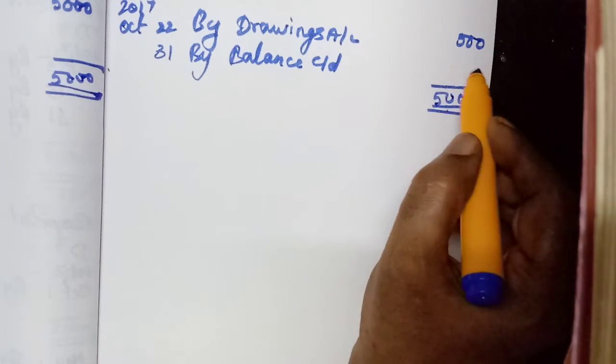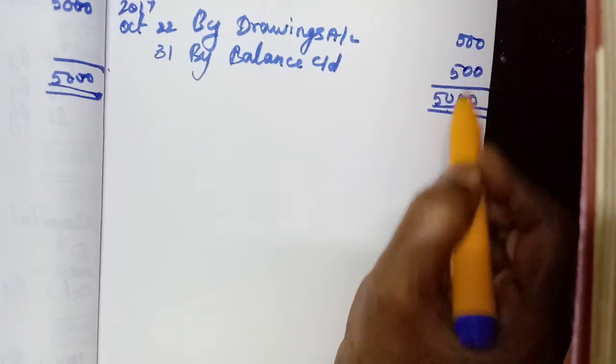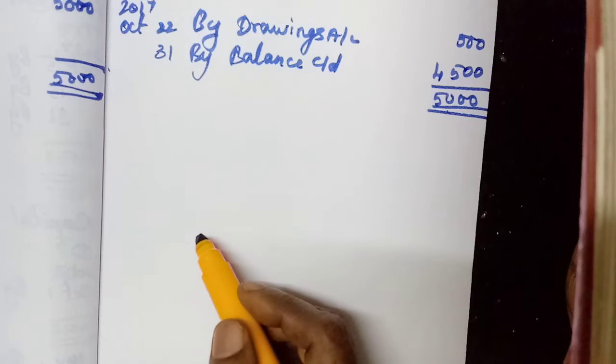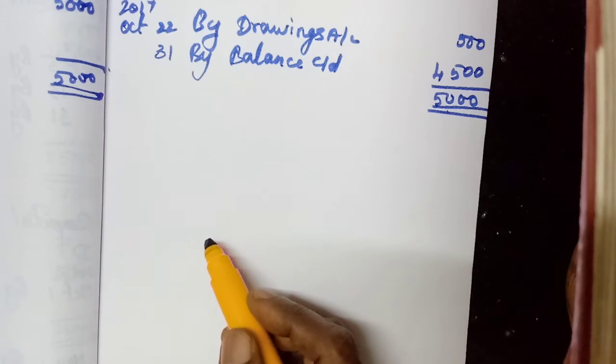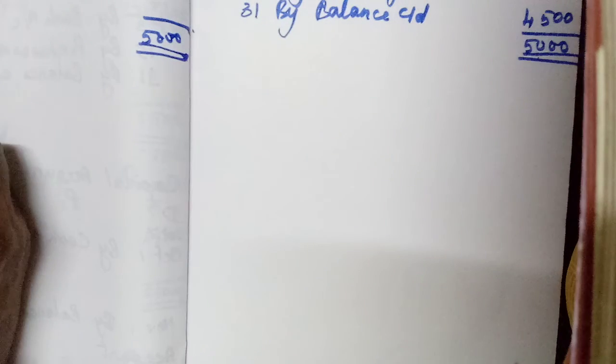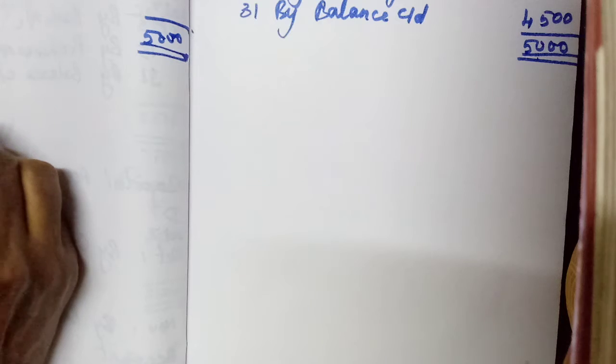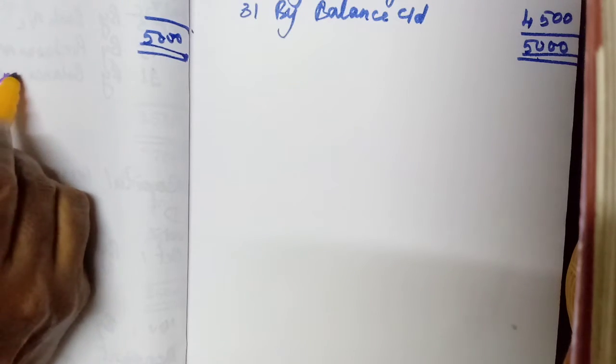Now you find out the difference. Straight to this. 0, 0, 5 plus 5, 10, balance 1, 4. So that one should be written on the debit side as balance brought down. Okay, November 1 to balance brought down.